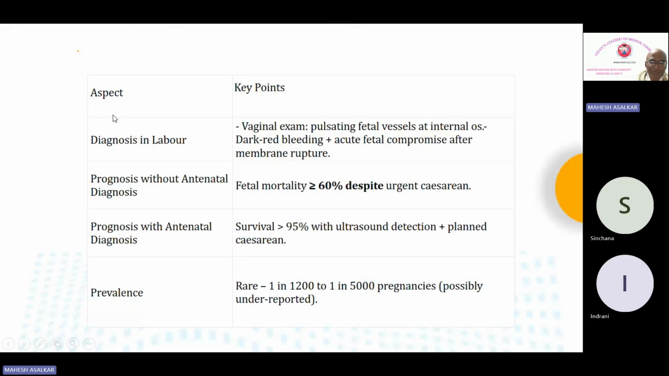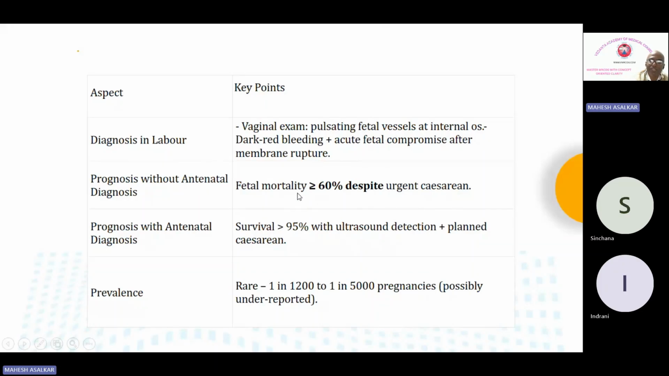Now, how is it diagnosed? Diagnosis in labor is by vaginal examination, where we feel pulsating fetal vessels at the internal os. There may be dark red bleeding, and there may be acute fetal compromise after membrane rupture. If it is not diagnosed antenatally and happens during labor, what is the mortality? And if diagnosed antenatally, what is the mortality? If the condition is diagnosed only in labor without antenatal diagnosis, fetal mortality is high, more than 60% despite urgent cesarean.